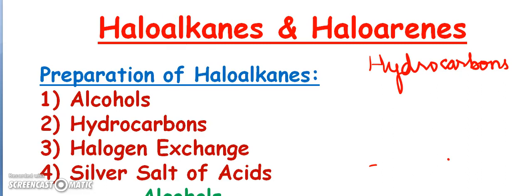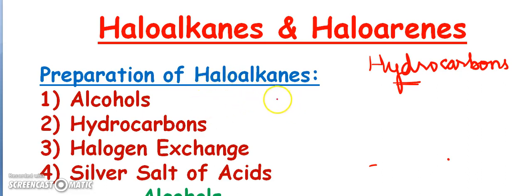And in the preparation of haloalkanes, we first have to understand what haloalkanes and haloarenes are. Haloalkanes and haloarenes are the halogen derivatives of aliphatic and aromatic hydrocarbons. Fine. So first, let's start with the preparation of haloalkanes.